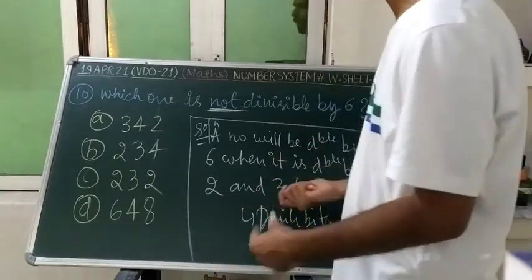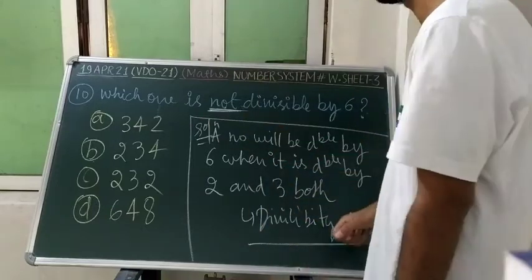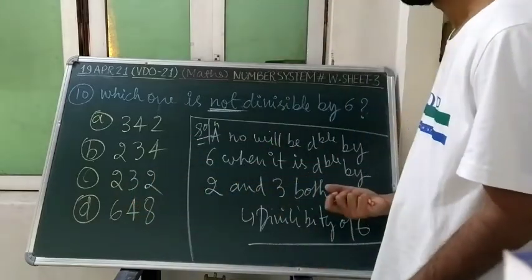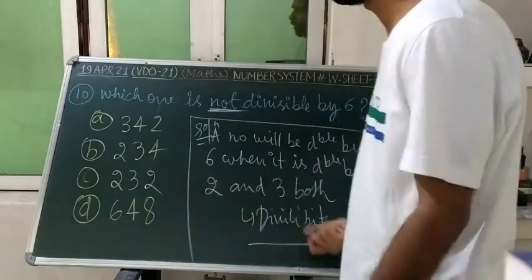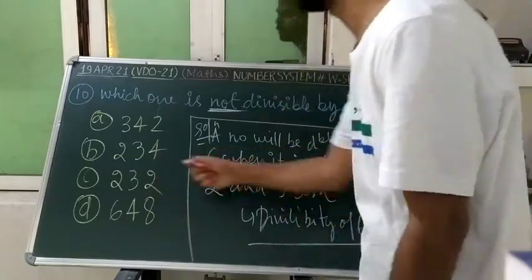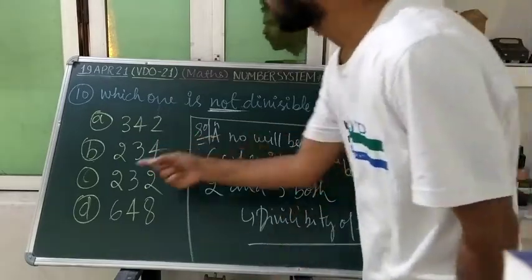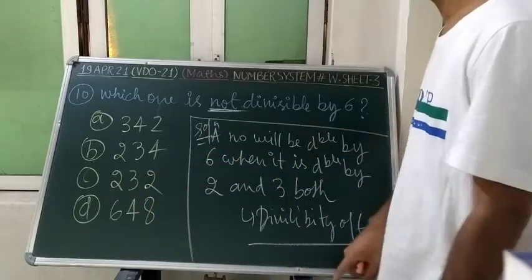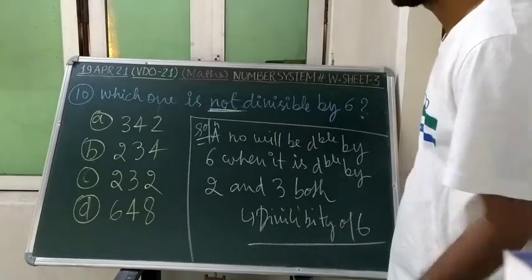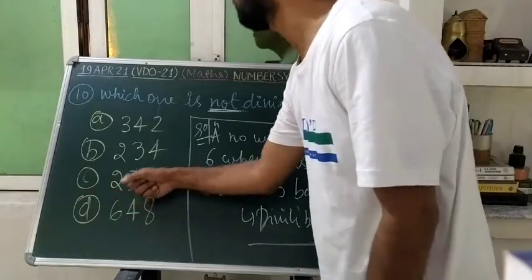So for 2 what will we do? If the unit digit is 2, then that number will be divisible by 2. Sorry, for 2 what will we do? We will select the unit digit. The unit digit is 2, so 2 will completely divide it. For 3 what will we do? The sum of the digits should be divisible by 3. So sum of the digits: 2 plus 3, 5. 5 plus 2, 7.